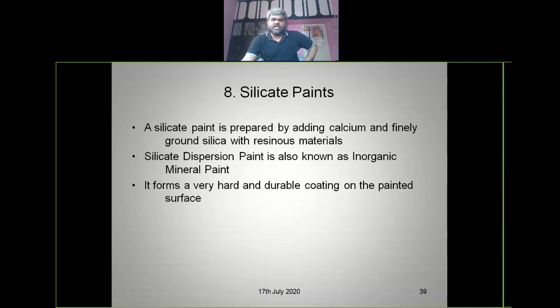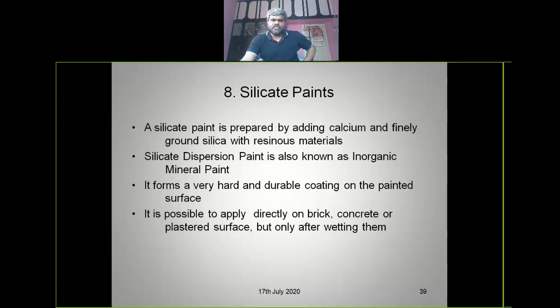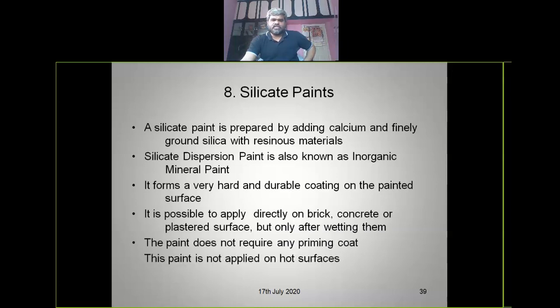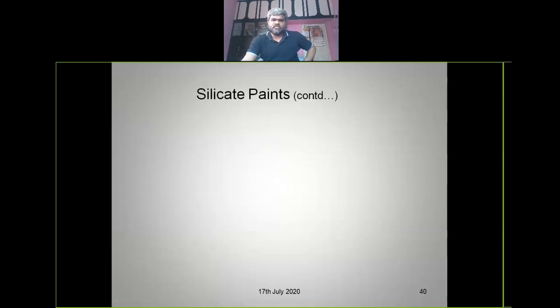Silicate paints are prepared by adding calcium and finely ground silica and resinous materials. They form a very hard and durable coating on painted surfaces, and these are applied directly on brick, concrete or plastered surfaces. These paints do not require any priming coat, so the paint is not applied on hard surfaces. Silicate paints, for example.